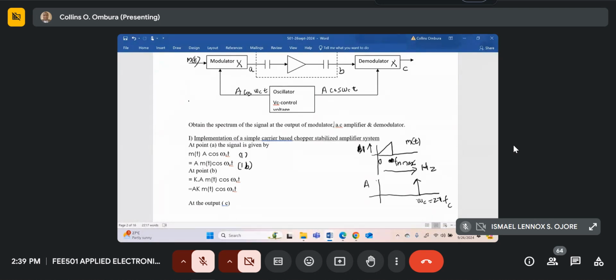at point A, and at point B, we'll assume that the reactance of the capacitances are 0. Remember, these are capacitances C1, and they normally just see C and C some values. So we'll assume that for proper design, the reactance of these capacitances are almost equal to 0. And our amplifier has got a gain, which is say equal to K. Our AC amplifier has a gain equal to K.